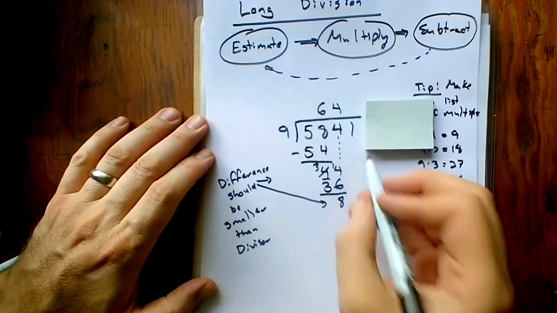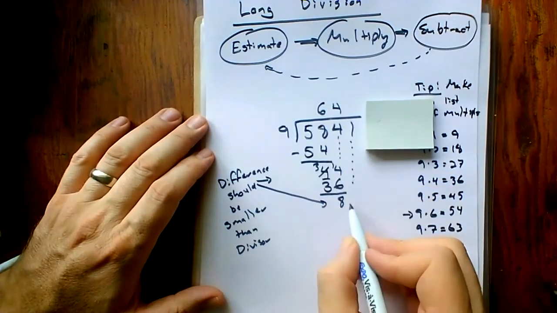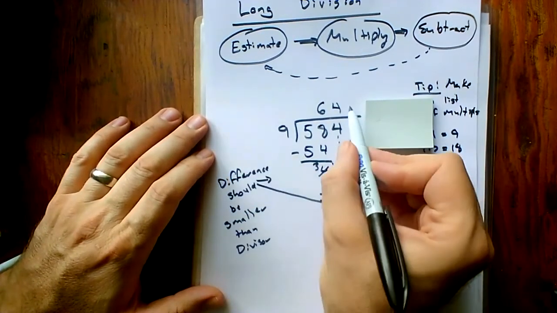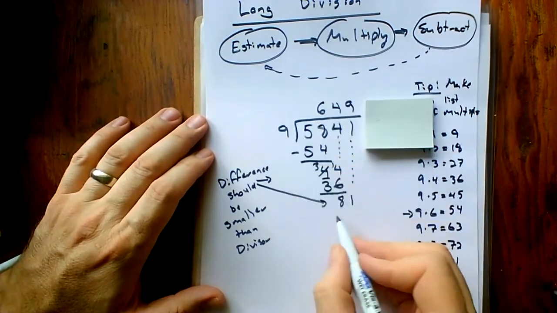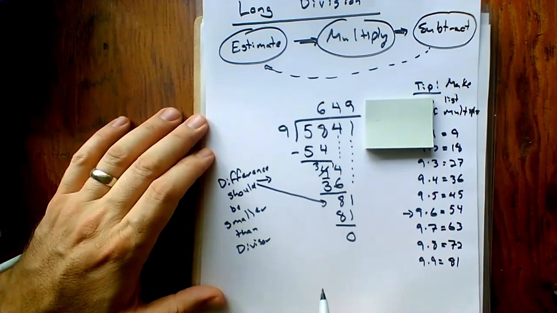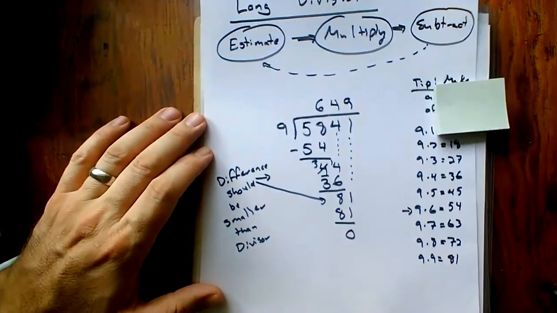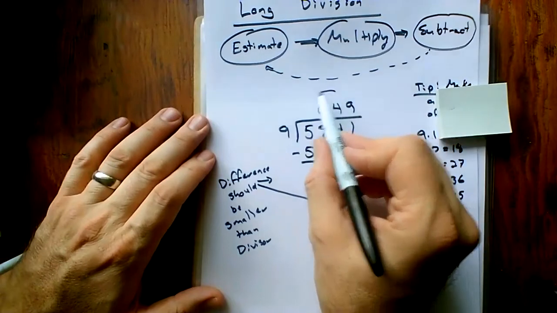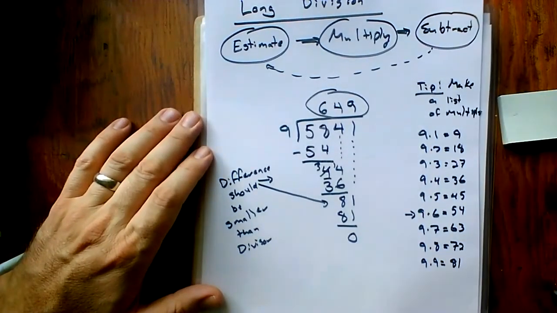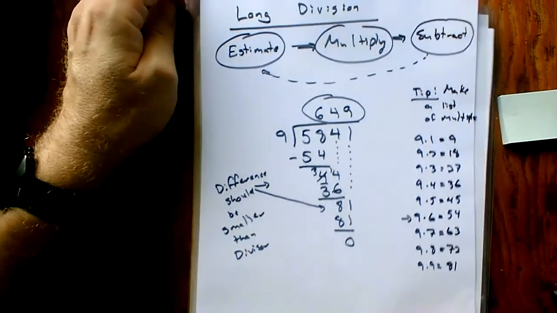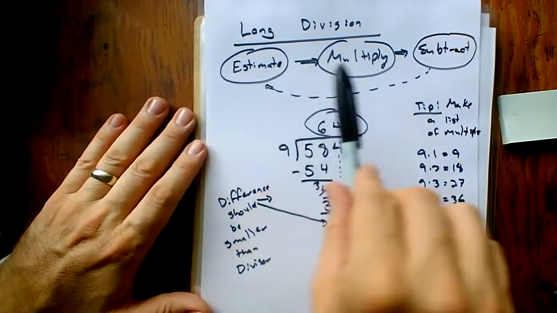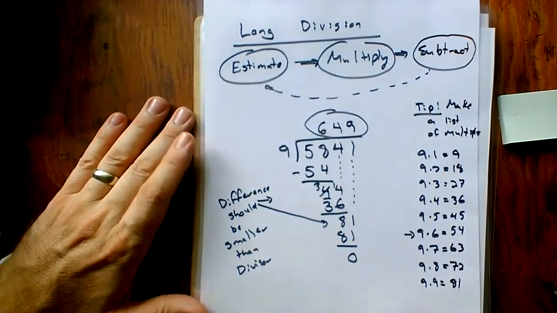Now let's bring my last digit down, and I've got a 1. 9 goes into 81 nine times. 9 times 9 is 81. And I've got 0 left over, and I've got no more digits. So my answer here is 649. So this is your general process: estimate, multiply, and subtract.